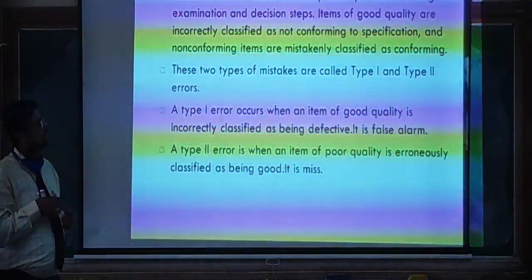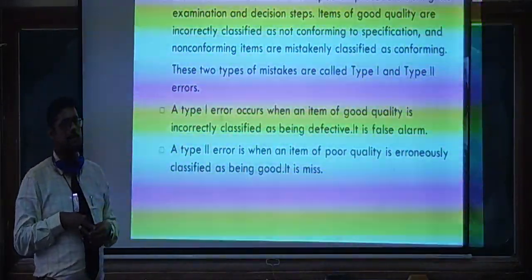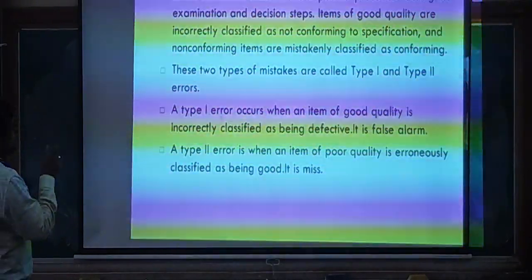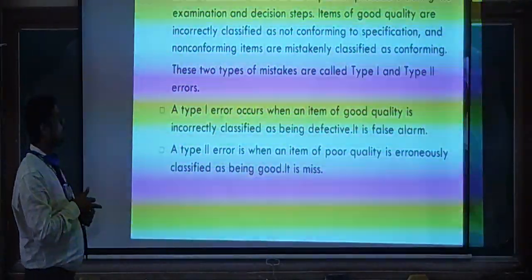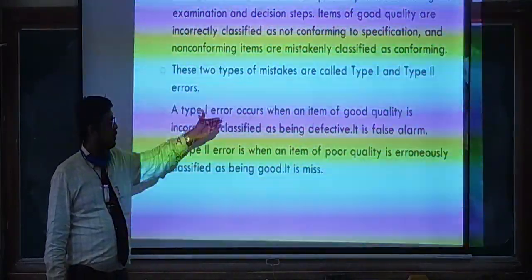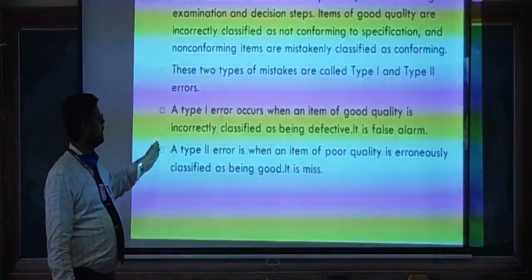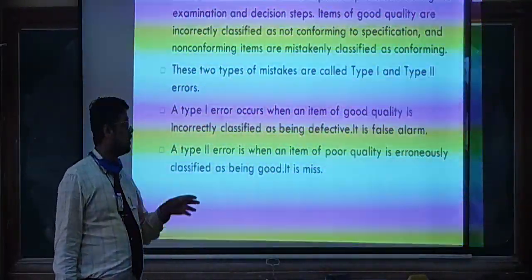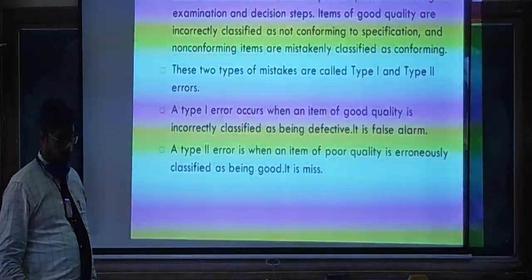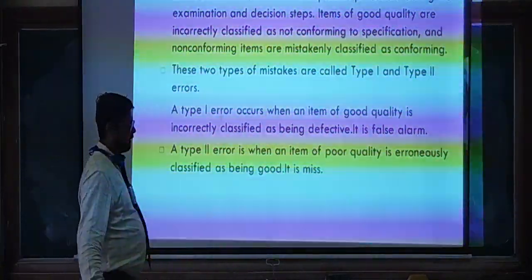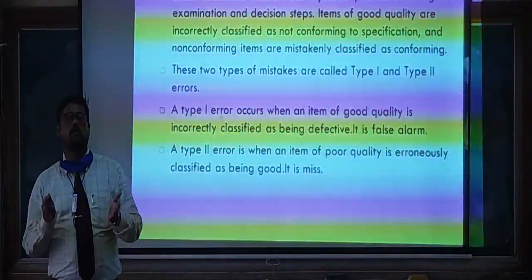So these two types of mistakes are what we call type 1 and type 2 errors, that is, non-conforming and conforming types. First, what is a type 1 error? A type 1 error occurs when an item of good quality is incorrectly classified as being defective. It is a false alarm. So how are we going to classify a type 1 error? Good quality items incorrectly classified.